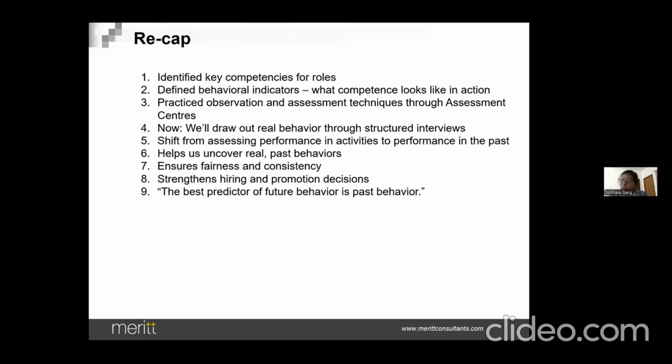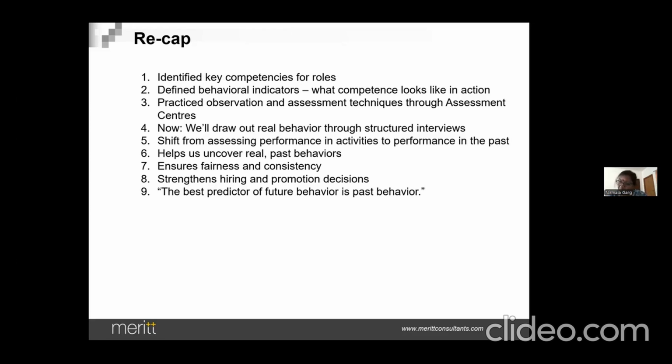So we also looked at assessment centers, tools, and techniques wherein we simulated and looked at how we can observe behaviors, how these activities focus on certain behaviors where we can elicit the behavior and draw parallels between the behavior and the competency.